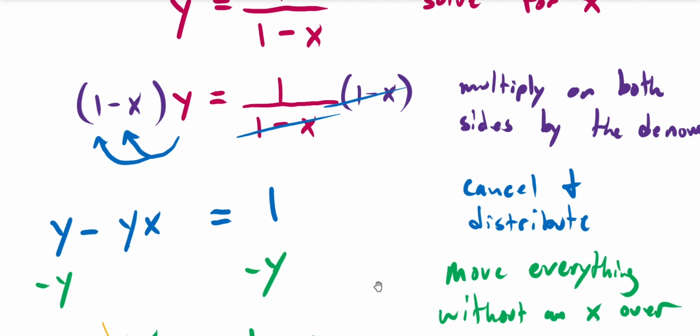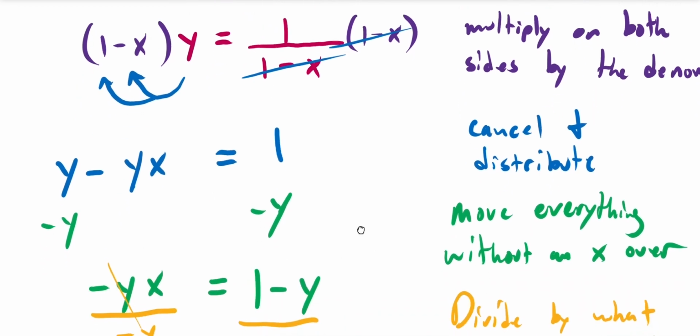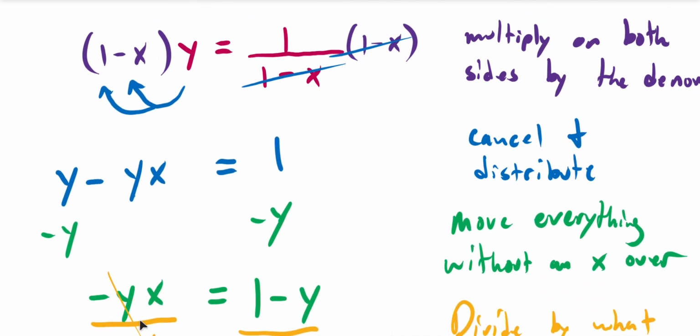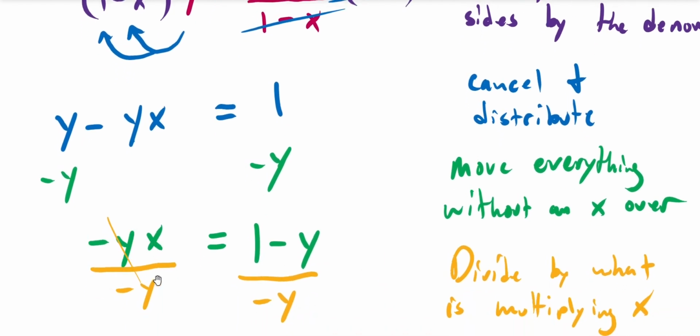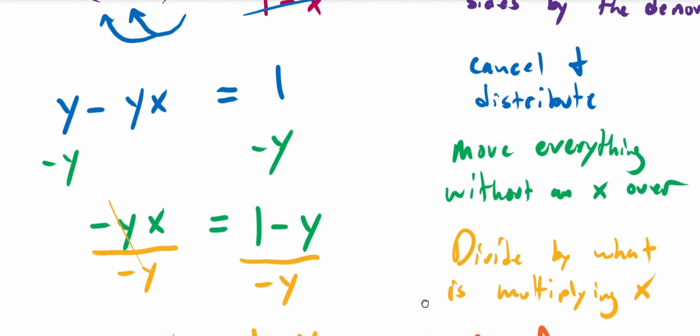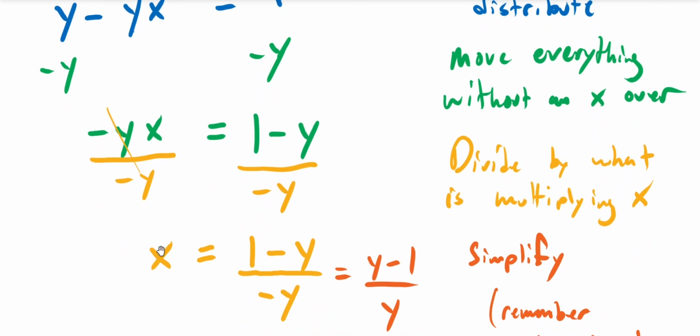If I do that, I wind up with a minus yx on this side, and we have, well, I don't know how to take y away from 1, so just write it down, 1 minus y. The only thing left to do is get rid of this other thing that's next to the x, which is a times negative y. So let's divide by negative y. And then we wind up with 1 minus y divided by negative y.